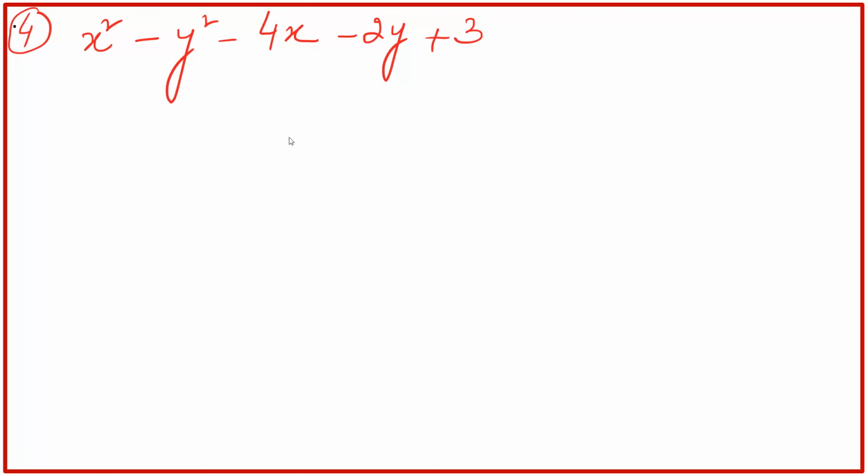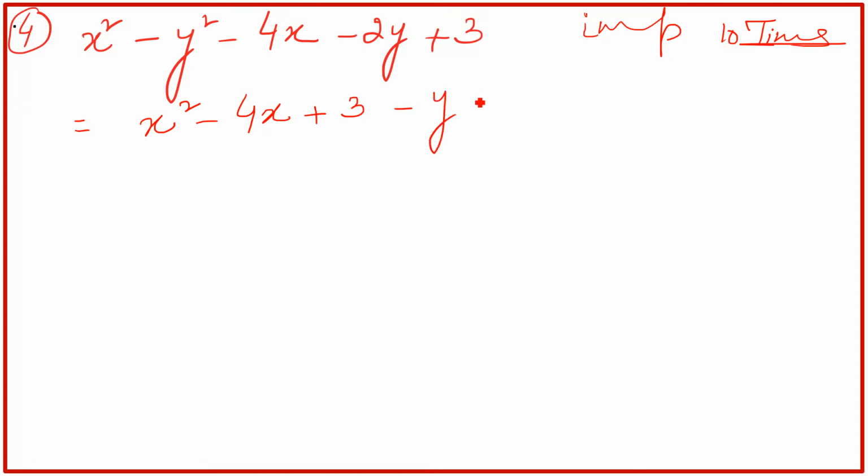Now the fourth. Move on to question number four, and this is important. Important means if I say important, you have to do it 10 times. These types of questions will come in your exam. That is why you have to practice. See, first I am going to arrange it because this is different. x square minus 4x plus 3, right? Minus y square and then minus 2y. This is x square, then it is decreasing. Here y square, then it is decreasing. So see, this is one part of the question.